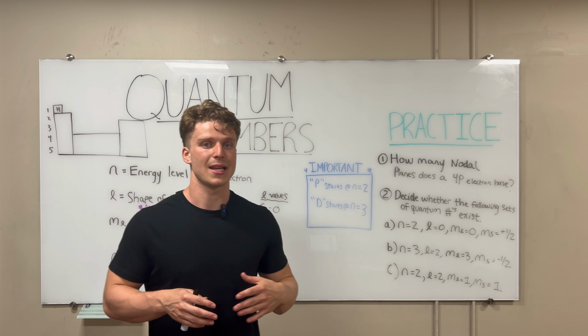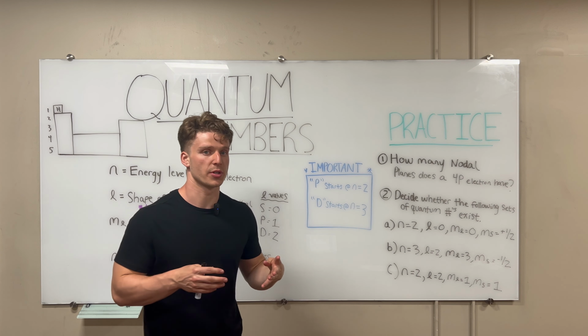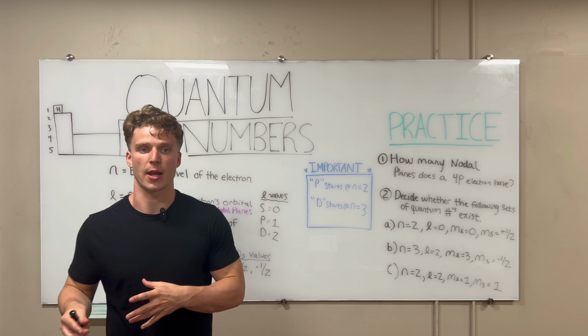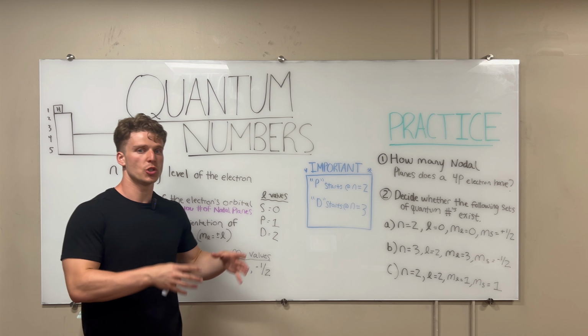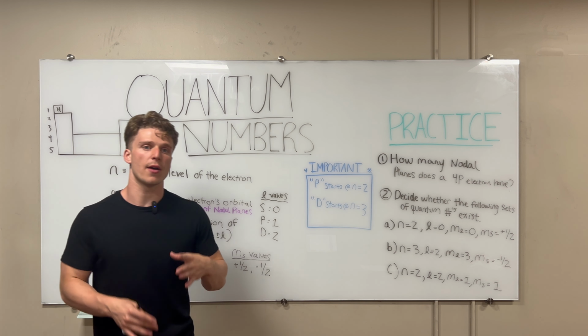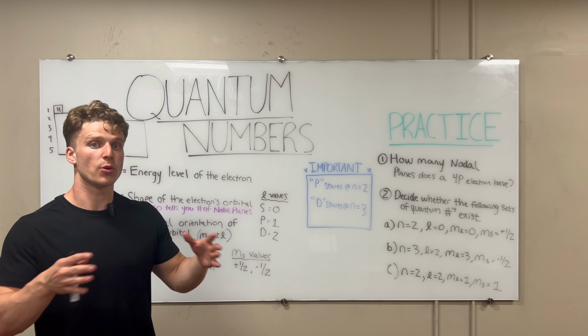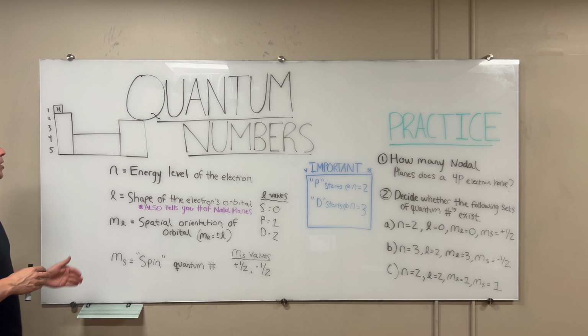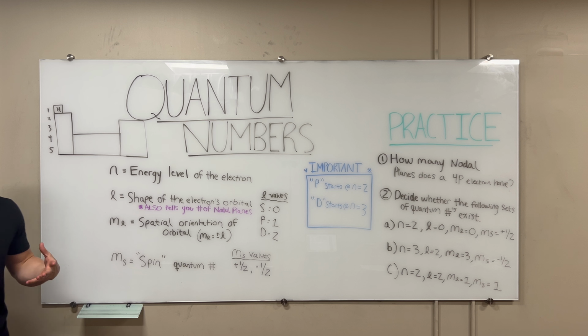Electrons have four quantum numbers that essentially describe what electron we are talking about, right? Every individual electron has its own set of four quantum numbers that distinguish it from other electrons. So let's dive into the four quantum numbers and see how we can start describing electrons with them.